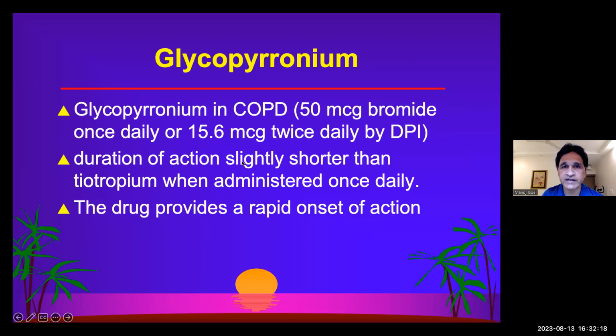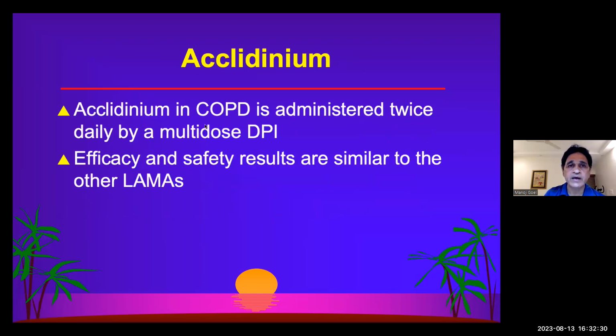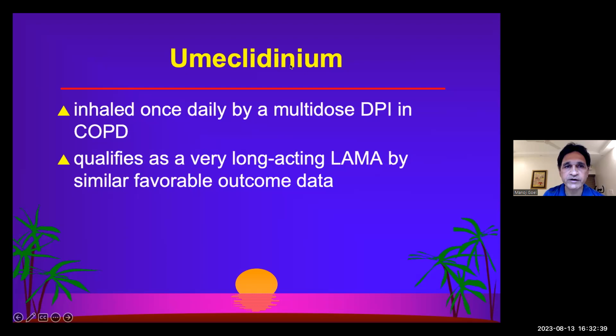Glycopyrronium has a duration of action slightly shorter than tiotropium when administered once daily. So it can also be given in twice daily doses. The drug provides a rapid onset of action. That is the benefit of glycopyrronium over tiotropium. Aclidinium in COPD is administered as a twice daily dose, right? And efficacy and safety results are similar to other LAMAs. And the same is true of umeclidinium, which qualifies as a very long-acting LAMA with similar favorable outcome data and can be used once daily.